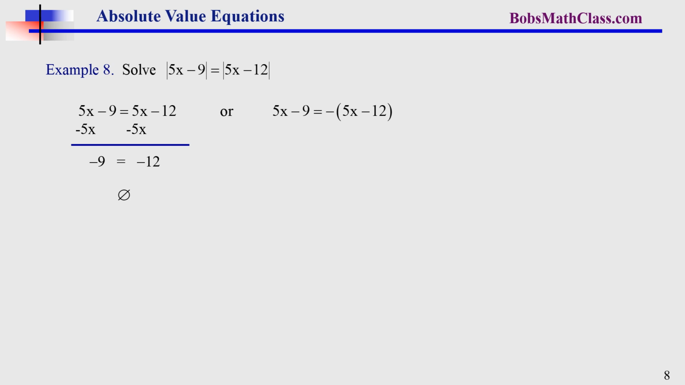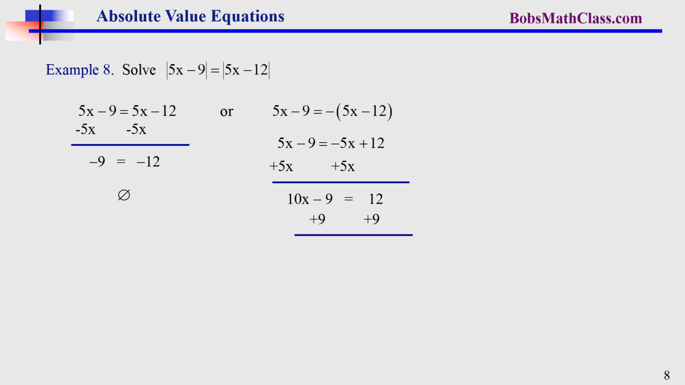Let's move on to the next equation on the right. Distribute the negative sign. That'll give us negative 5x plus 12 on the right-hand side. Now we need to get the variable on one side. So the negative 5x on the right-hand side, we're going to add the opposite to it. So add 5x to both sides. That will give us 10x minus 9 equals 12. Add 9 to both sides. 10x equals 21, then divide by 10. And we do get a solution for this equation. X equals 21 over 10.